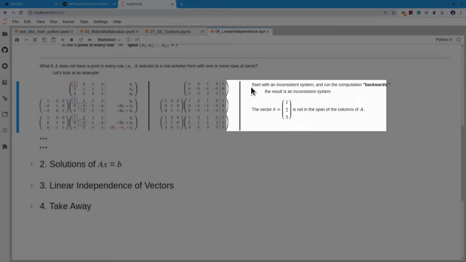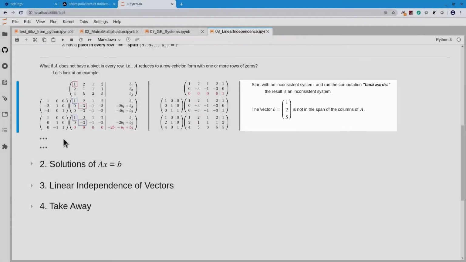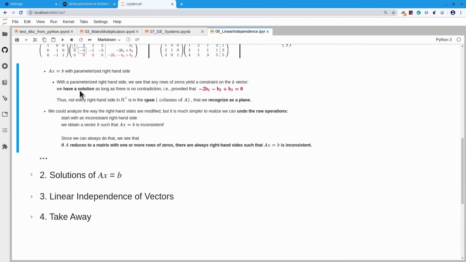So if I start with an inconsistent system, if I start with a system that has a row of zeros, I can always do that. I can always go backwards and find some vector for which the system is inconsistent. If I don't have a pivot in every row, I will always have b vectors for which Ax equals b does not have solutions. Let's see what we just did.